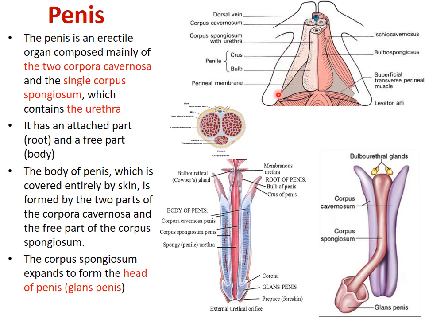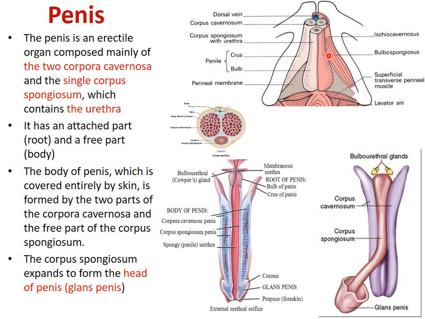So the corpus cavernosum is attached to the pubic bone and the ischium, the ischiopubic ramus. This is the crus of the corpus cavernosum, and this is the bulb of the corpus spongiosum. The bulb is present in the single corpus spongiosum, and there are two crura, right and left, which are part of the corpus cavernosum.